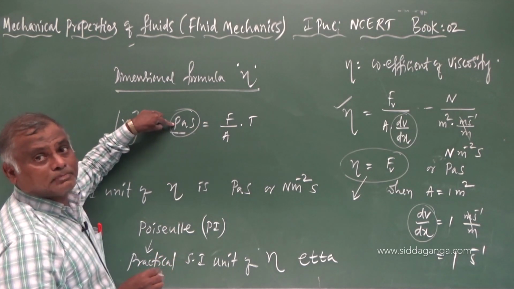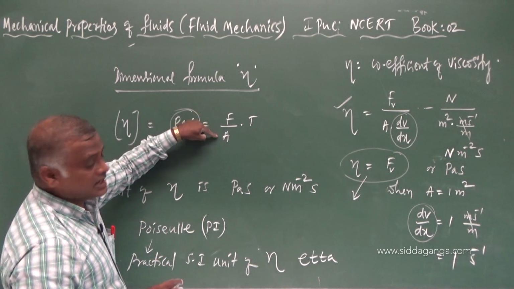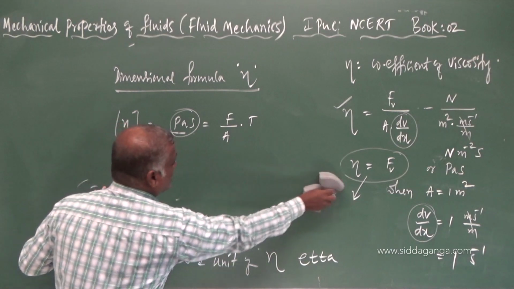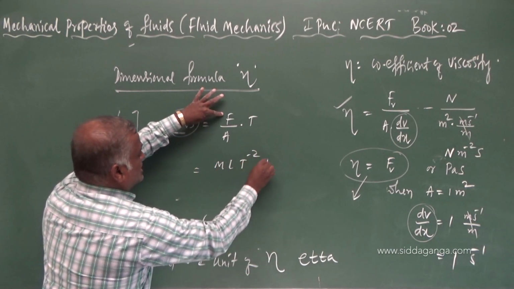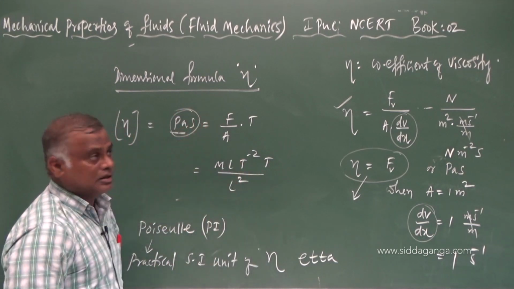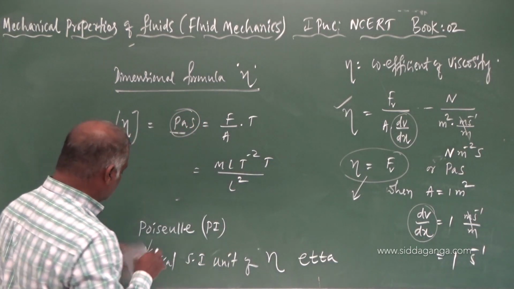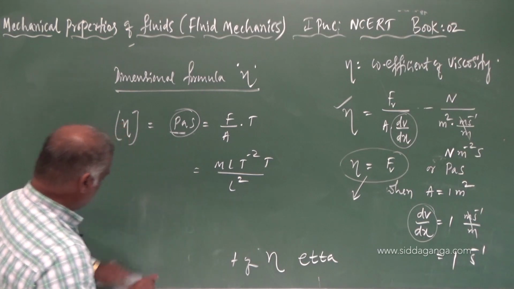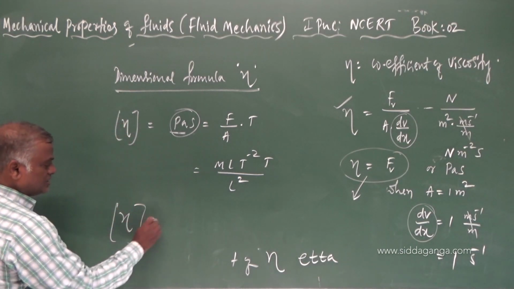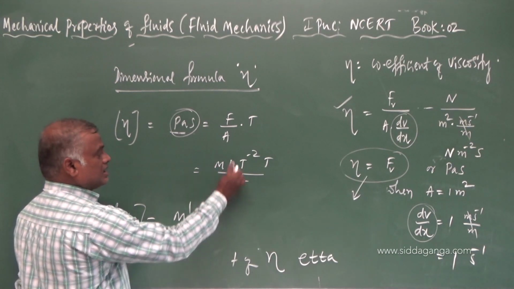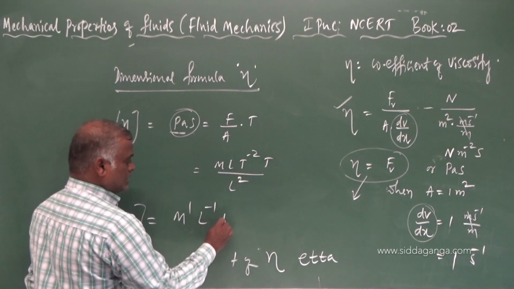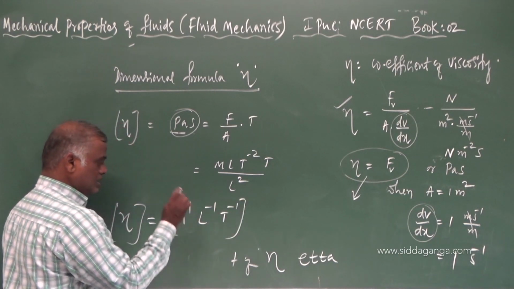Pressure, that is Pascal, force by area. So therefore what I can write here is force M1 L1 T minus 2 divided by L square into T. So the dimensional formula for coefficient of viscosity is M power 1, L power minus 1, T power minus 1.